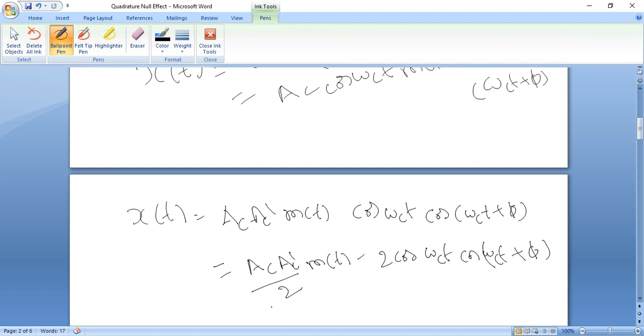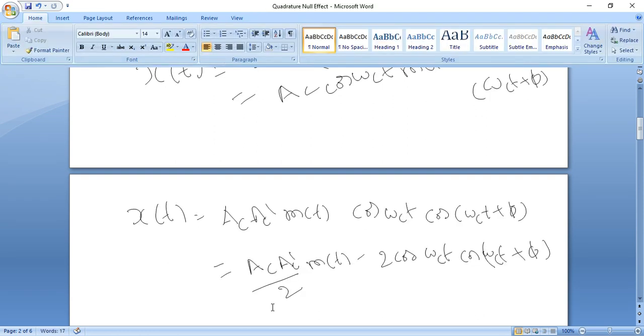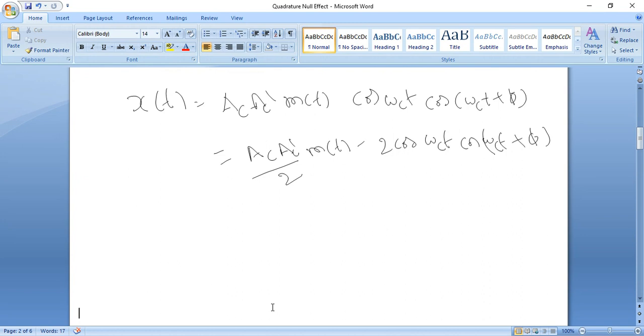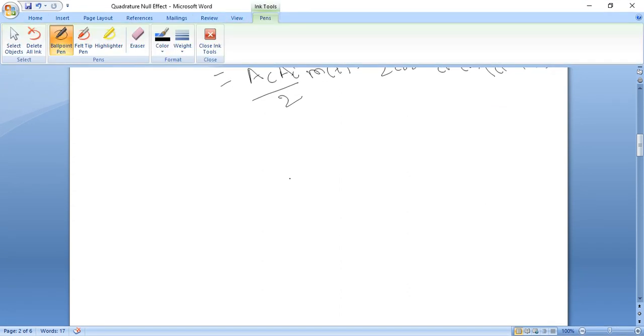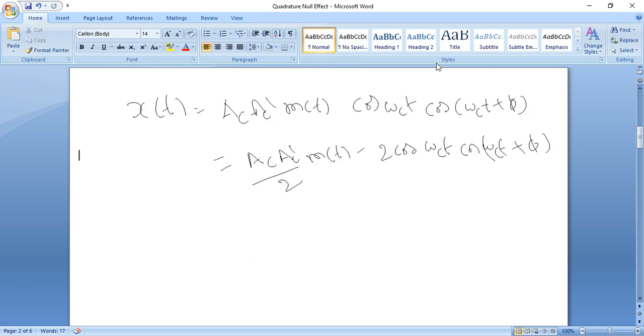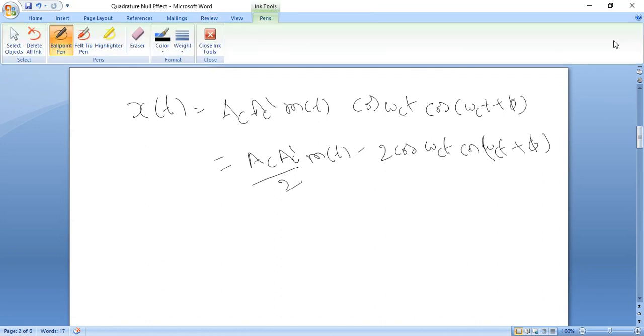In such a case, we all know that 2 cos A cos B can be given as cos(A+B) + cos(A−B). If that is substituted here, 2 cos A cos B corresponds to, okay, cos(A+B). What is cos(A+B)? Cos(A+B) will correspond to cos(ωct + ωct + φ), right?